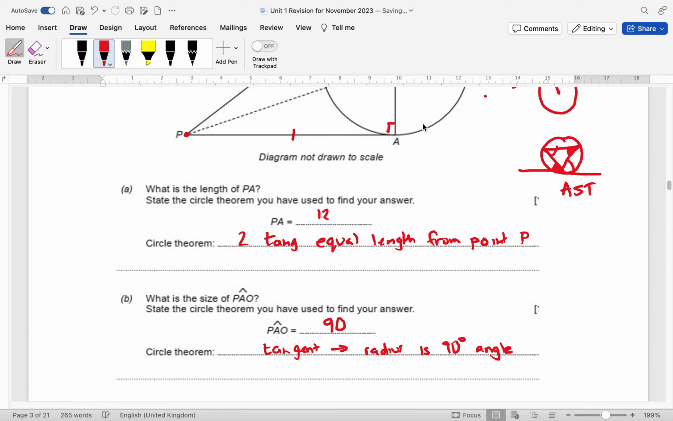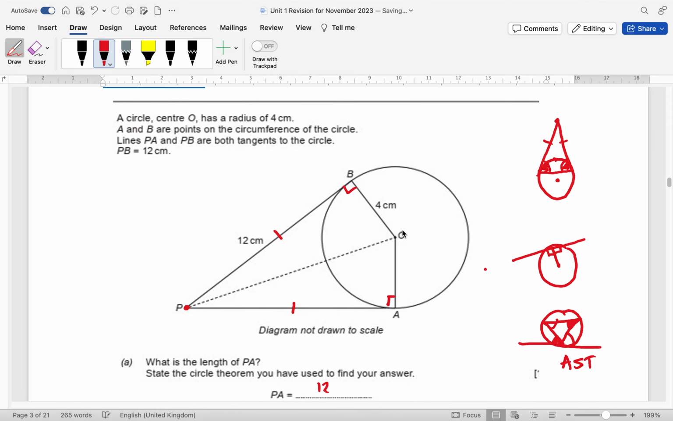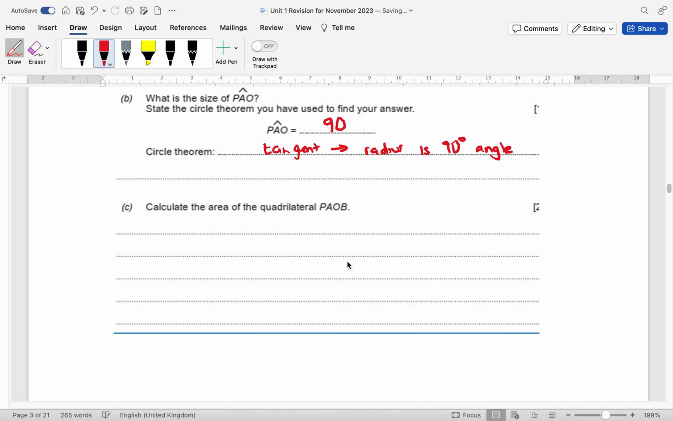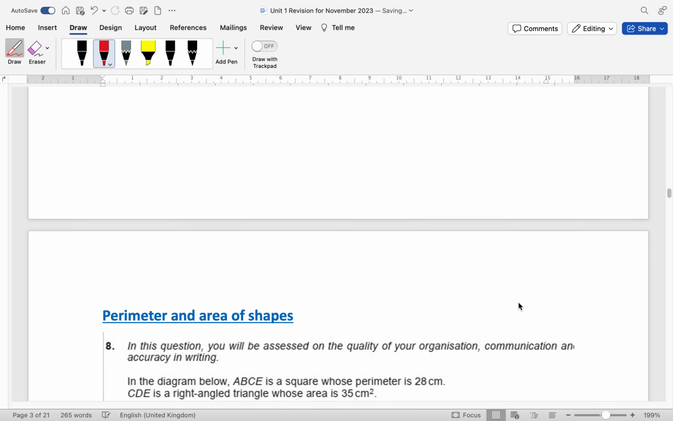It says the area of the quadrilateral, but it's two right angle triangles. So each one is base times height divided by 2. The top one has the same base, same height, divided by 2. Add the triangles together, we get 48 centimetres squared for the area. Base times height divided by 2.